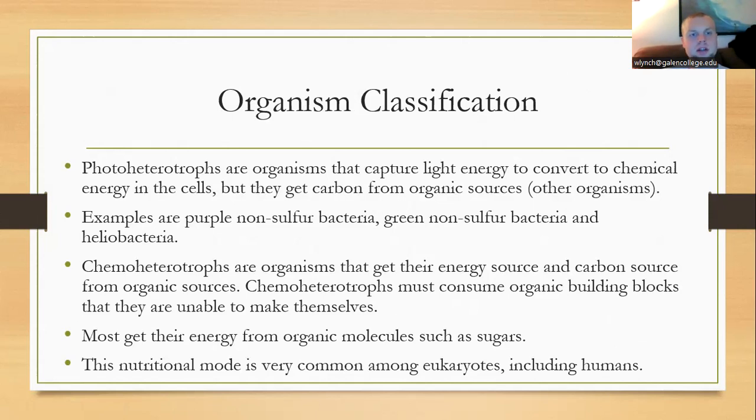So photoheterotrophs are organisms that convert light energy to chemical energy, but they get their carbon from organic sources. So they're able to break down organic sources to get carbon, such as soil and plants. All right, examples of this are going to be purple and green non-sulfur bacteria. Chemoheterotrophs are going to be ones that get their energy from chemical breakdown, but they get their carbon from organic sources. Okay, they must consume organic building blocks that they're unable to make themselves. Most are going to get their energy from sugar, such as glucose.